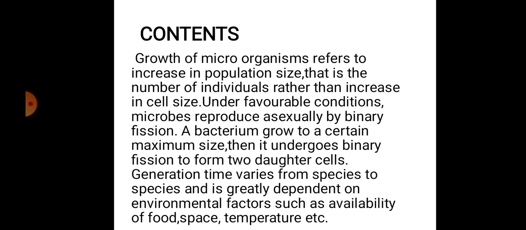Now, moving on, generation time varies from species to species and is greatly dependent on environmental factors such as availability of food, space, temperature, amongst others. So all these conditions enhance the rapid growth of microorganisms in terms of food, space, and moderate temperature. Because if we put microorganisms at 0 degrees Celsius, they will not thrive, they will not grow. At room temperature, we discovered that microorganisms grow very fast.